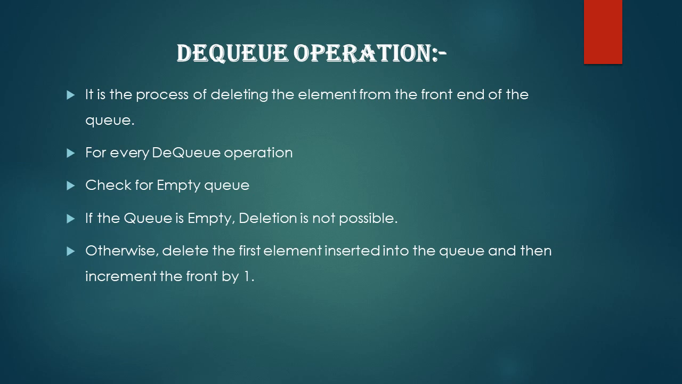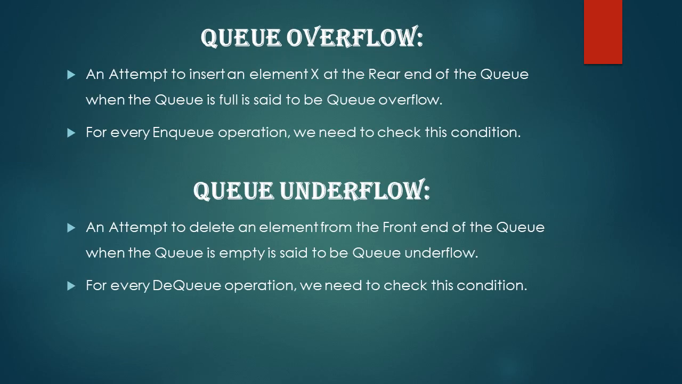DQ operation. It is the process of deleting the element from the front end of the queue. For every DQ operation, check whether the queue is empty or not. If the queue is empty, deletion is not possible. Otherwise, delete the first element inserted into the queue and then increment the front by 1. It follows the first in, first out principle. The first element should be deleted first.